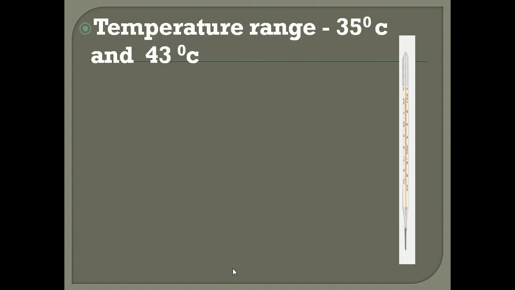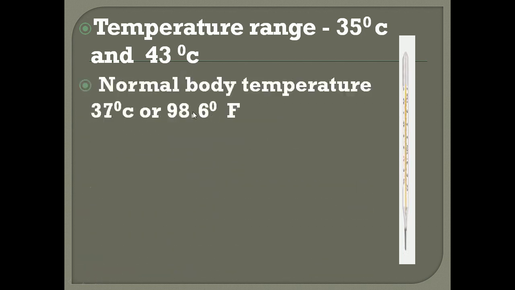Here you can see the picture of a clinical thermometer. This thermometer measures temperature in the range between 35 degrees to 43 degrees Celsius. The normal body temperature of human beings is 37 degrees Celsius. In the Fahrenheit scale, it is 98.6 degrees Fahrenheit.